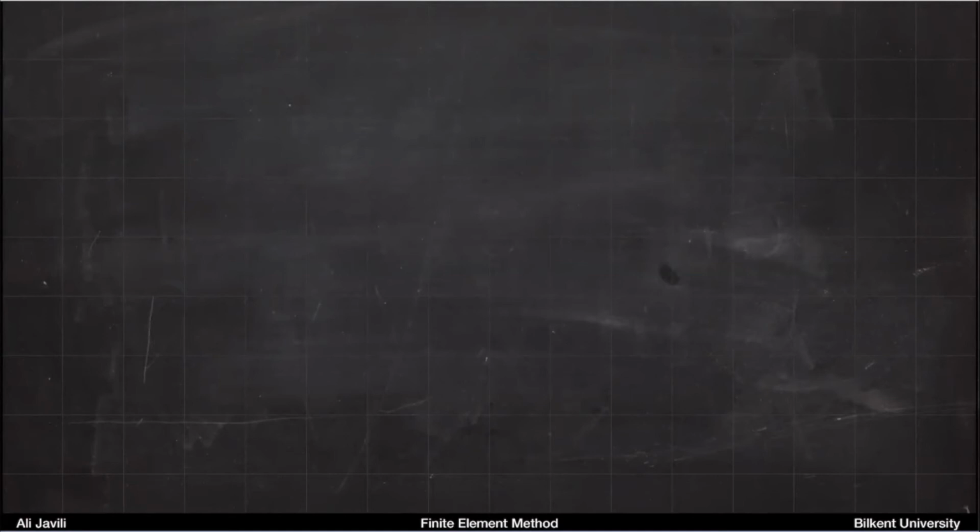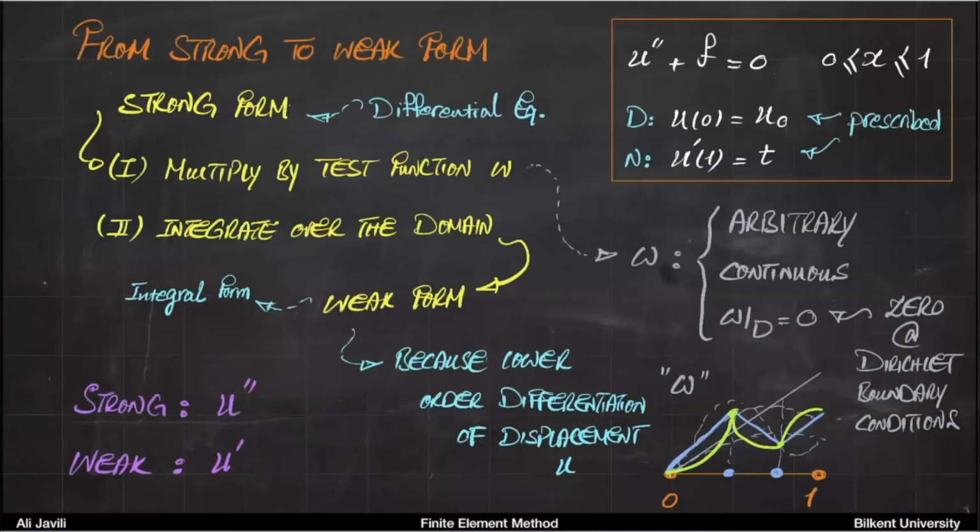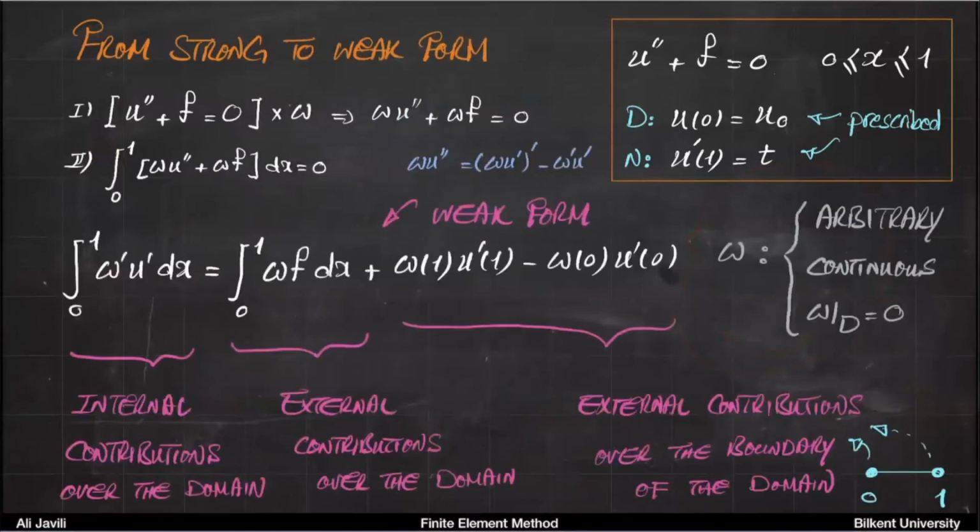Now, the next thing we want to do is again in line with what we have done before. We want to make everything that we learned more systematic, more programmable. So remember what we had. This is our strong form. We said if you multiply it by a test function with these specific properties and integrate it over the domain, that strong form ends up becoming this weak form.